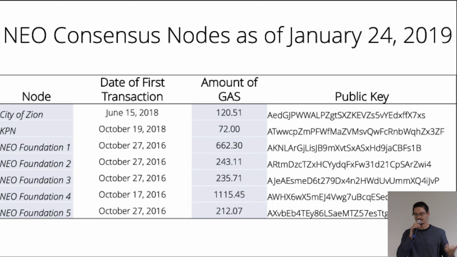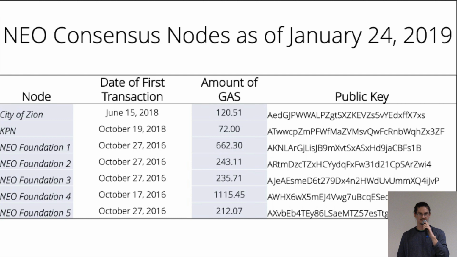So we have City of Zion and KPN at the top. These are the first 2 non-NEO-oriented consensus nodes that have been selected by the NEO Foundation to be consensus nodes. They're entities that are well trusted by NEO leadership. City of Zion launched on June 15th of 2018, and their node has accumulated 120 gas. That's got to be around $250 or less today. It costs a little bit more than that to operate a consensus node per month.